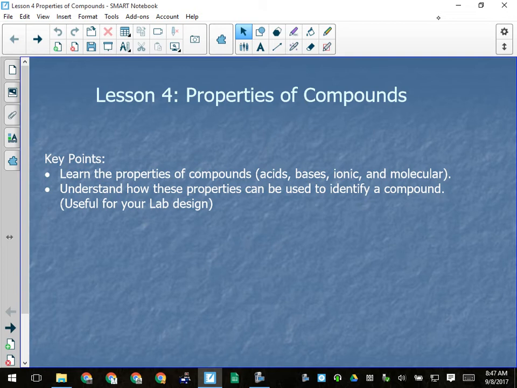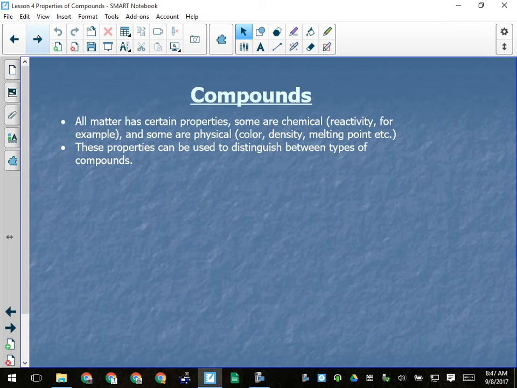So there'll be lots of things you'll probably want to highlight or make little notes of that will be useful when you're trying to analyze your results from Tuesday to identify your unknown substances. So we've got to learn the properties of compounds, acids, bases, ionic, molecular, and we've got to understand how those properties can be used to identify them, which, as we said, is going to be useful in our lab design.